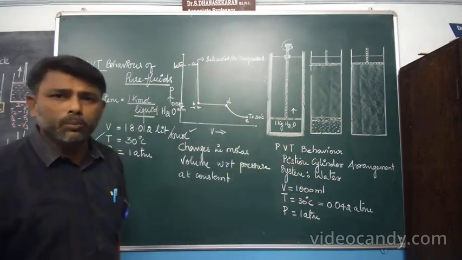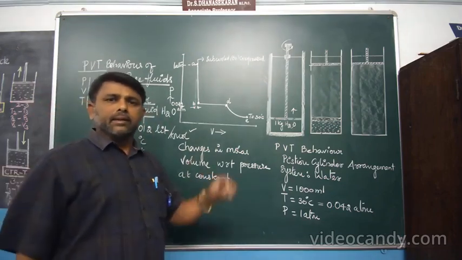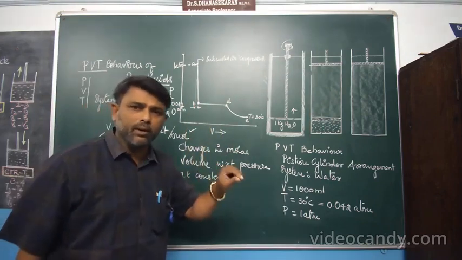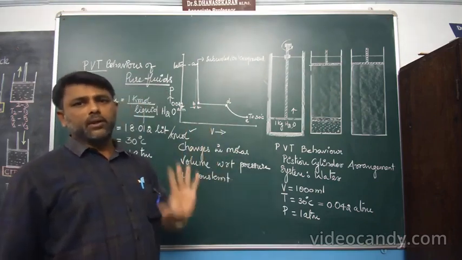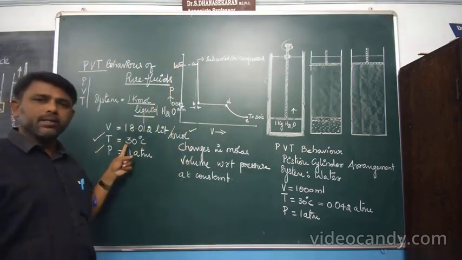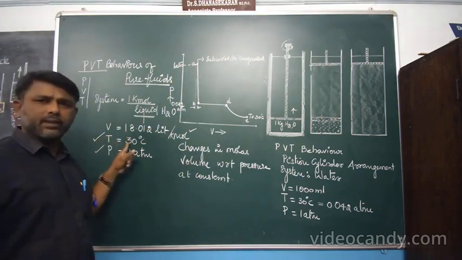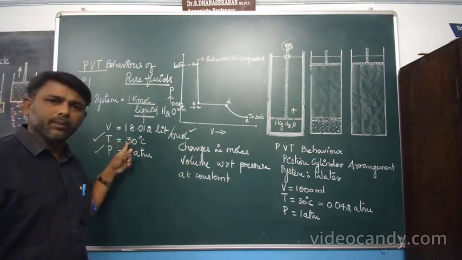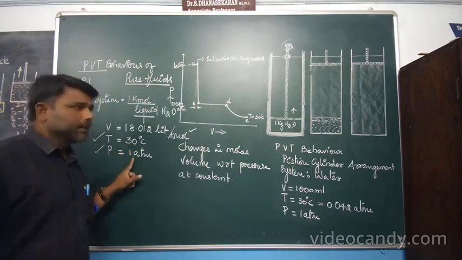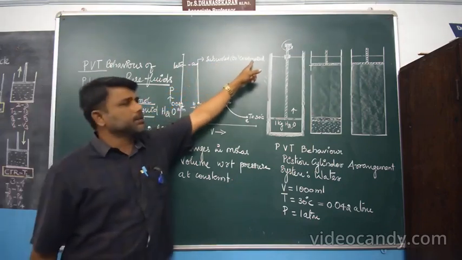Subcooled liquid means a liquid whose temperature is less than the saturation temperature of water at a specified pressure. Listen, now the temperature is 30 degrees Celsius. The saturation temperature of water is 100 degrees Celsius. Hence, the temperature is less than the saturation temperature of liquid at a specified pressure of 1 atmosphere. Hence, this liquid is called a subcooled liquid, or you can call it a compressed liquid.